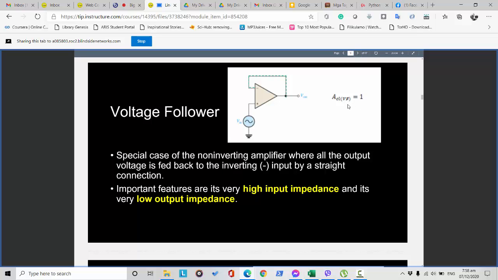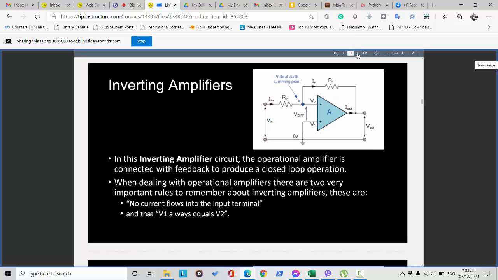You can see also from here that if the input pulse is positive, then the output pulse will also be positive. Okay, let's proceed with the next example. This one is the inverting amplifier.